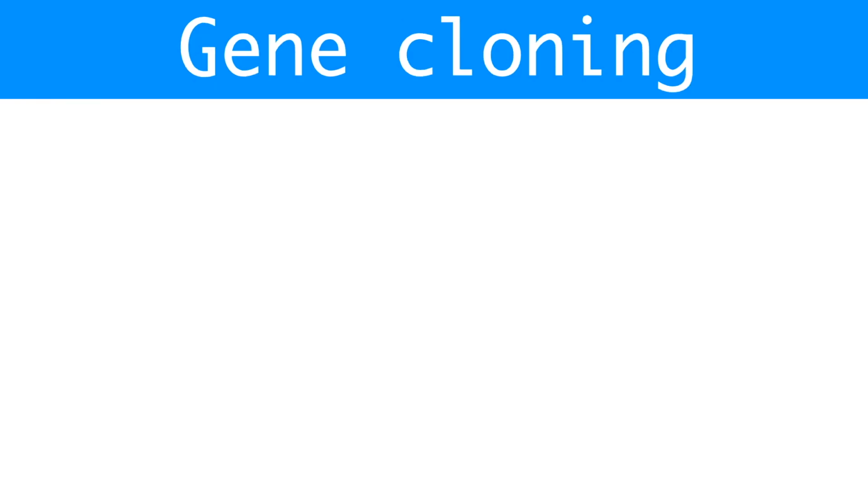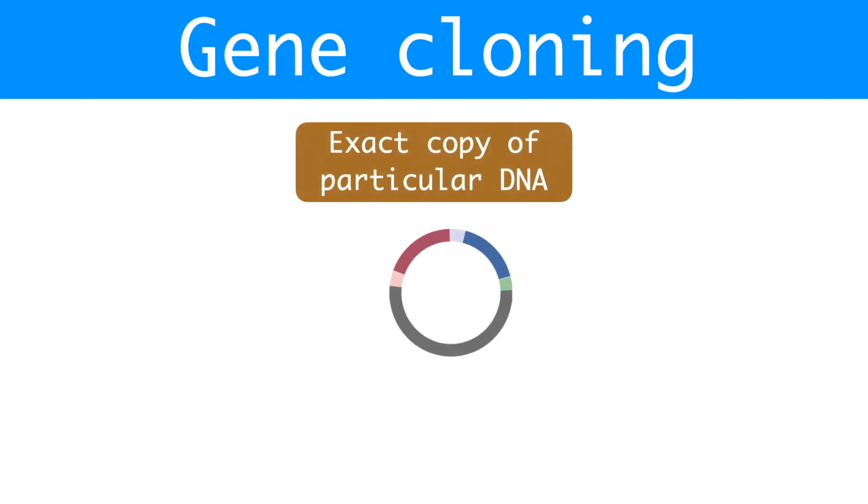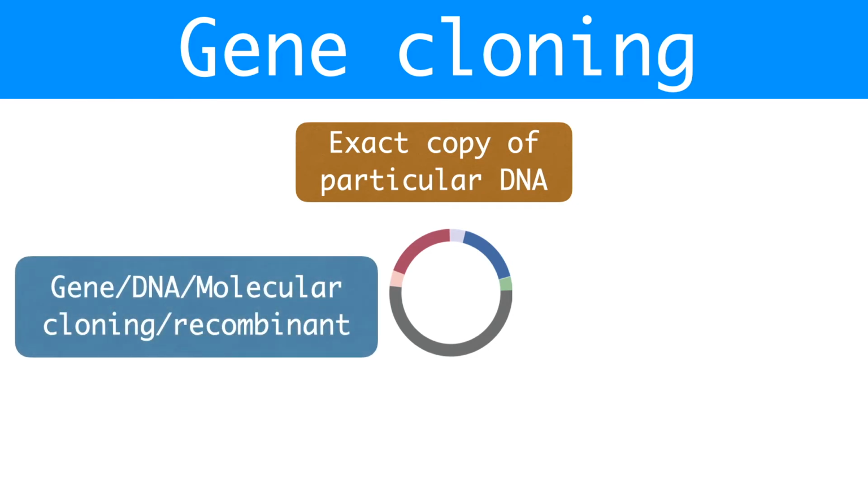Now, first, I would like to go with gene cloning. What is gene cloning? It is making an exact copy of a particular DNA, the particular DNA that encodes a certain gene type. Gene cloning is known by either gene cloning, or sometimes DNA cloning, or sometimes molecular cloning, or sometimes recombinant cloning as well. And cloning uses the approach of recombinant DNA technology.